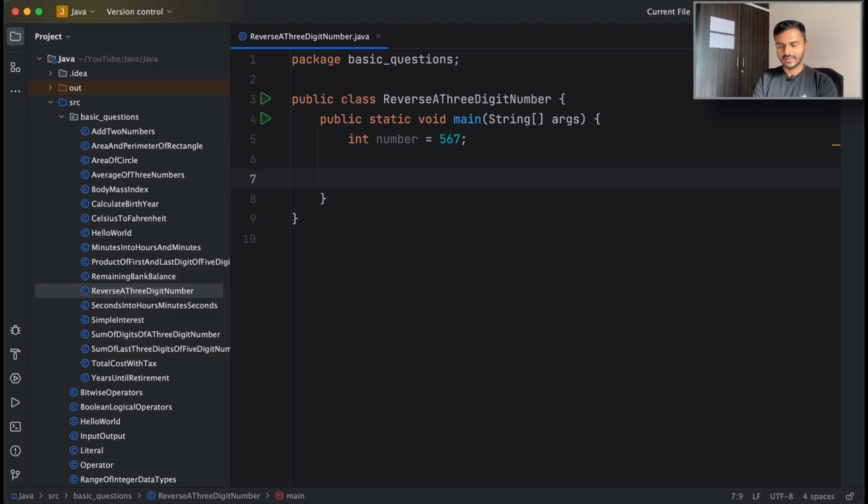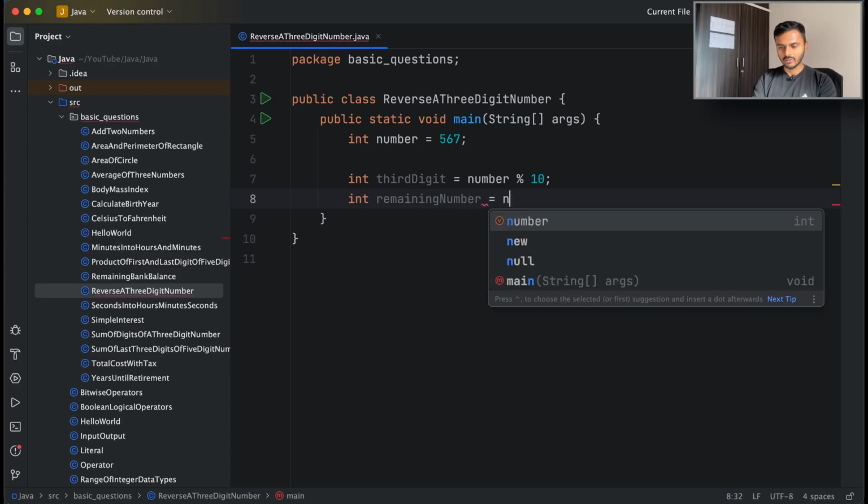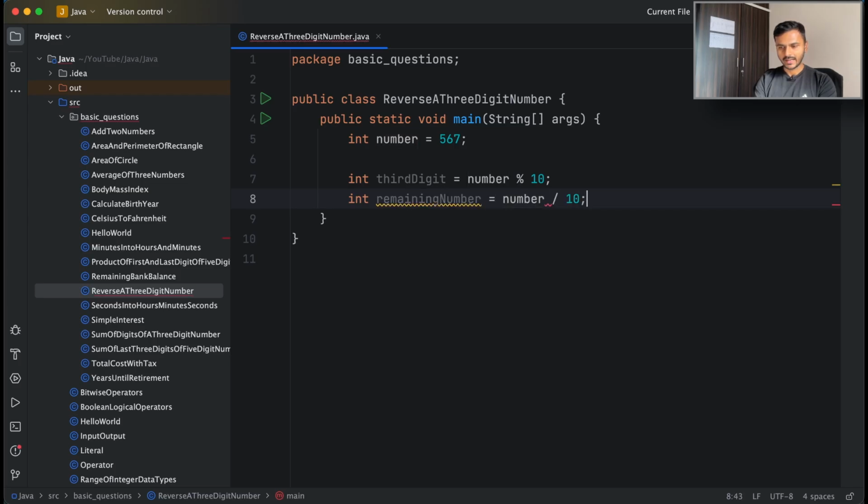So first of all, we'll need to find the 3 digits that we have, right? So let's find the third digit as in 7 in this case. That is the first digit from the last. So this will be third digit equal to number mod 10. And then the remaining number is going to be number divided by 10. So this will be 56, right?